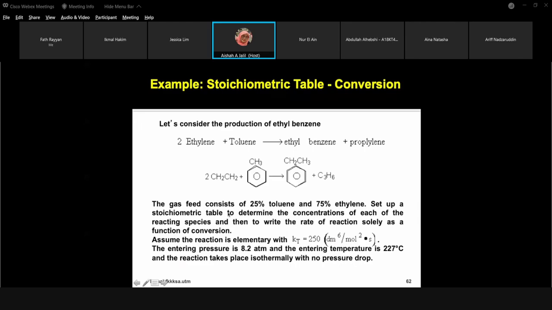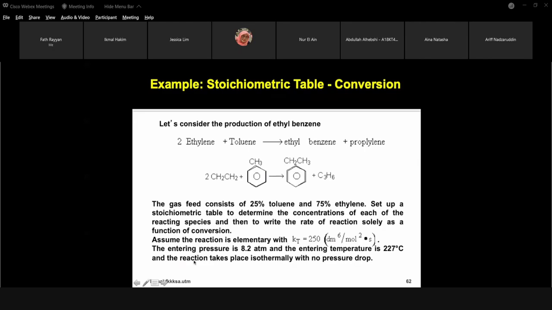The gas feed consists of 25% toluene and 75% ethylene. Okay, set up a stoichiometric table to determine the concentration of each of the reacting species. So you have A, B, C, and D. Okay, and then write the rate of reaction solely as a function of X. Okay, they want you to write the last column. Okay, for the C. Assume the reaction is elementary with k equal to 50.